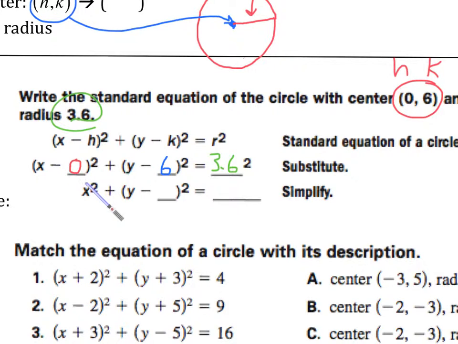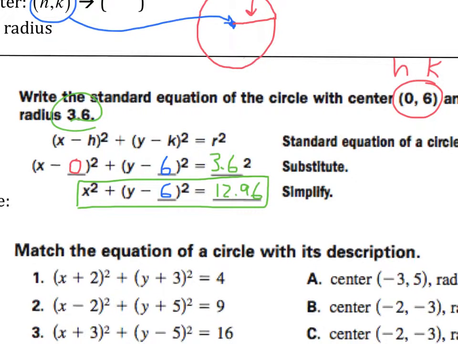So the 3.6 is going to go here, and I'm going to square that. X minus 0 is just x, so that's why it simplifies there. Y minus 6 is y minus 6. So no change there. You don't have to distribute, you don't have to expand, just leave it as is. Over here, 3.6 squared, and you can just do that with a calculator. 12.96 is what you get. So here's your answer. Here is the equation of the circle.